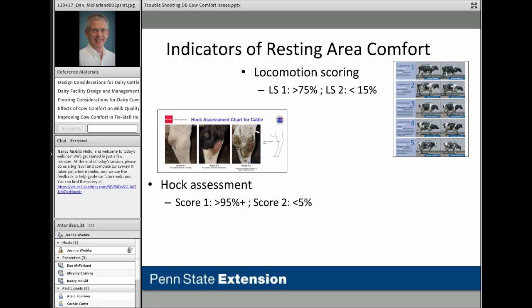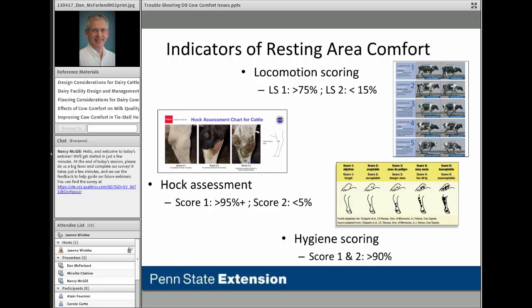Hock assessments are an indicator of stall comfort. The hock is resting against the stall surface when the cow is resting, and the cow does rest on both sides, so you'll see hock injuries on both hocks in most cases if there is a hard resting surface. There are a few different assessment charts here. It's a score of 1, 2, or 3, where a score of 1 is no hair missing and no swelling, and then a score of 2 is some hair missing but no swelling of that joint. And we'd like to see 95% of the herd or more in a score of 1, less than 5% in a score of 2.